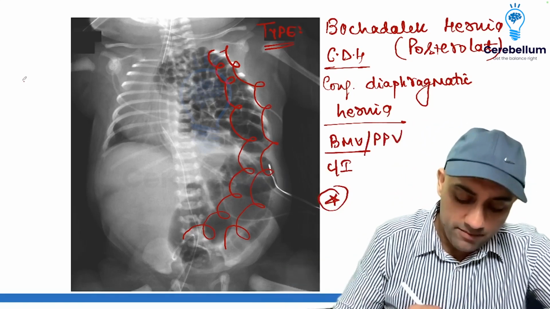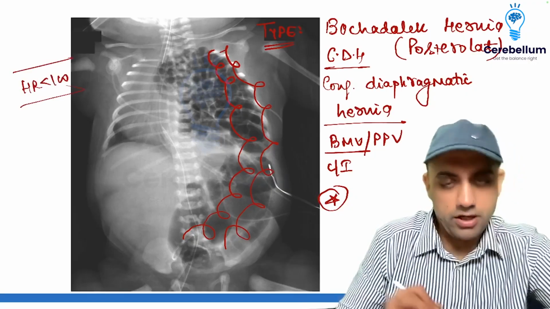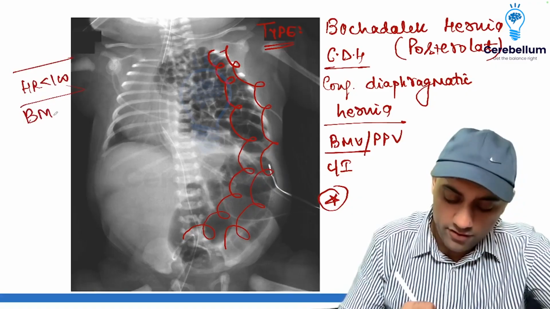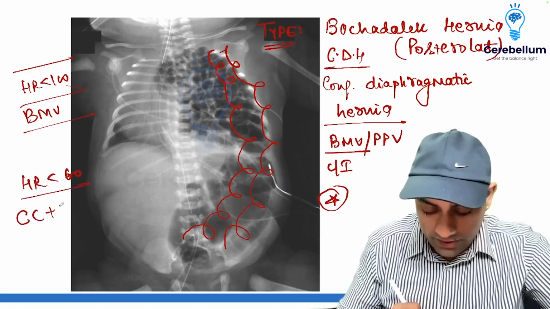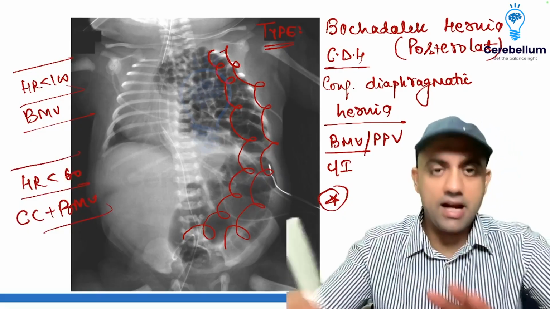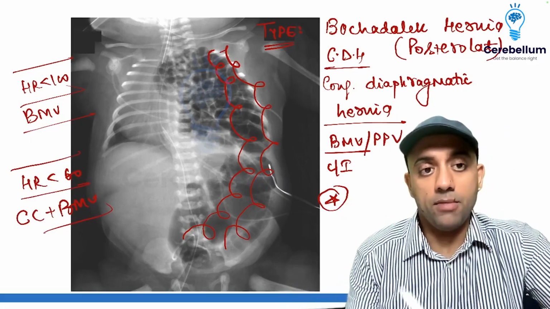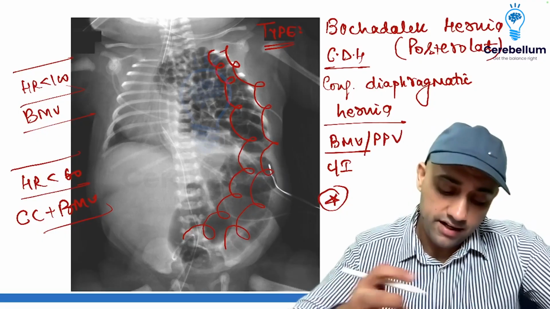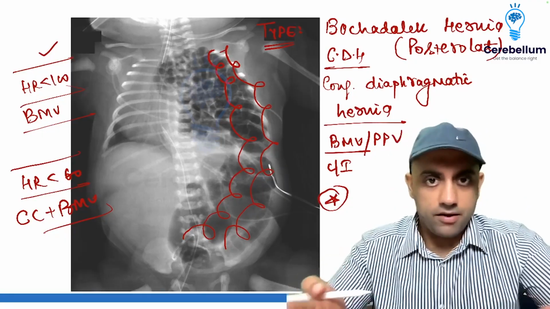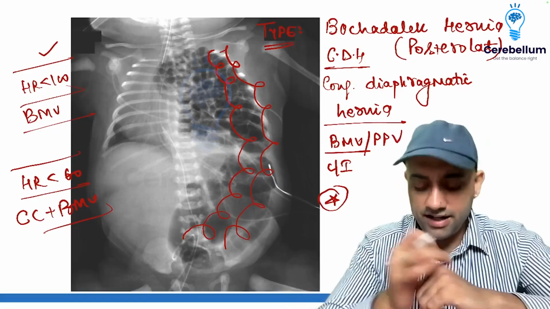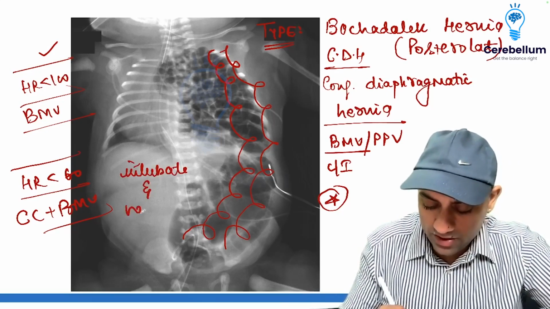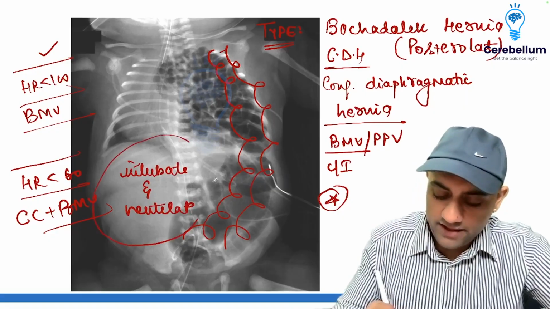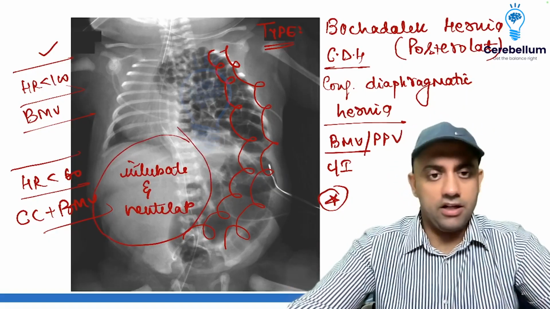A question was like, if a baby is having heart rate less than 100, what will you do? Normal newborn baby heart rate less than 100, of course you will do bag and mask ventilation. Because if a baby is having heart rate less than 60, then you will do chest compression and bag and mask ventilation. But only heart rate less than 100, you will do bag and mask ventilation. But if someone is suffering from congenital diaphragmatic hernia with the heart rate less than 100, then what will you do? Because in CDH, bag and mask ventilation is contraindicated. So you will intubate and ventilate the child. In simple words, you will intubate and put the patient on ventilator. Ventilator will give the assisted breaths, however much is required. So intubate and ventilate.